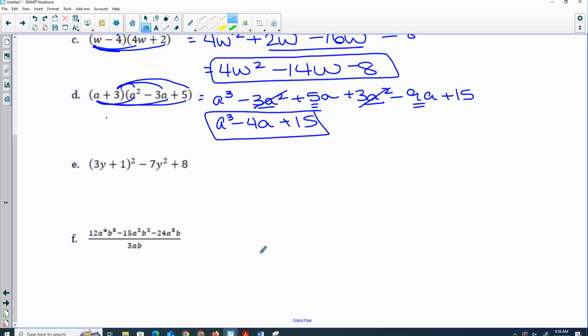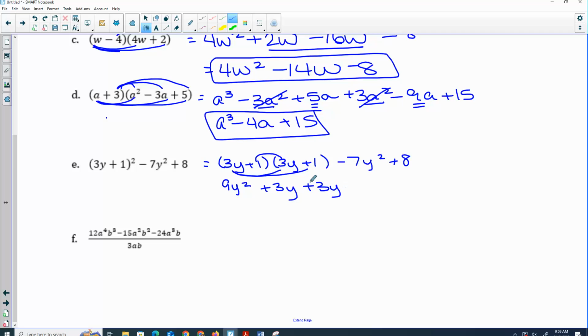E, what does it mean if I say 3y plus 1 squared? You have 2 of them. If I have 2 of these, to multiply them out. So 3y times 3y is 9y squared. 3y times 1 is 3y. 1 times 3y is 3y. 1 times 1 is 1. So that's what I get from multiplying.